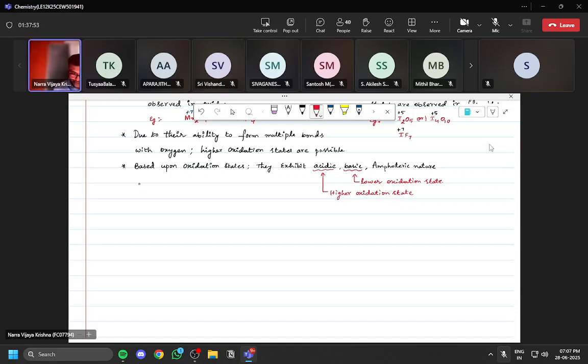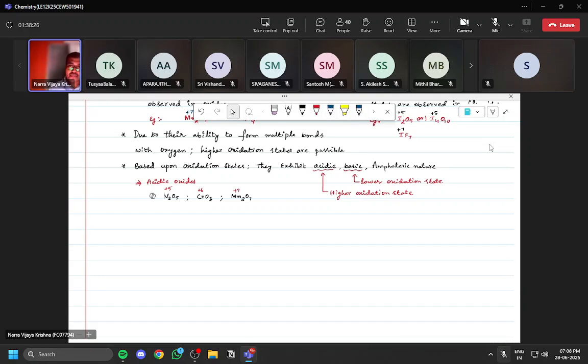Acidic oxides. Easy to remember. V2O5, CrO3, Mn2O7. Here manganese is in +7. Here it is +6. Here it is +5. Right? These three are acidic oxides.